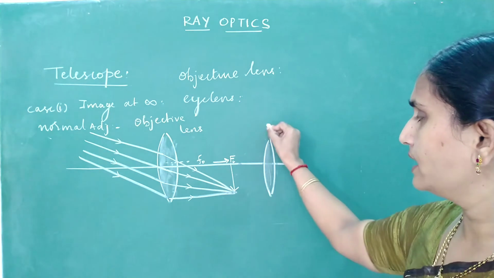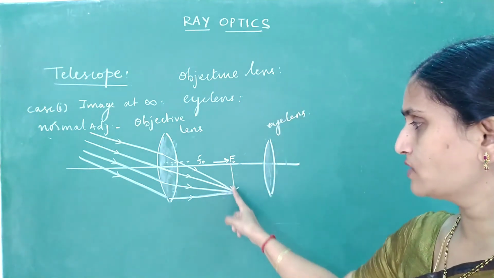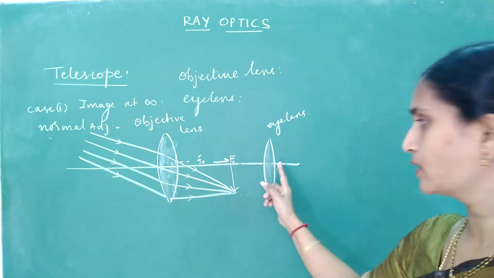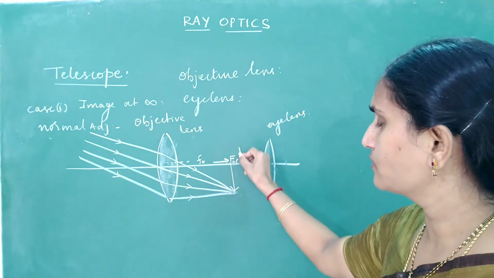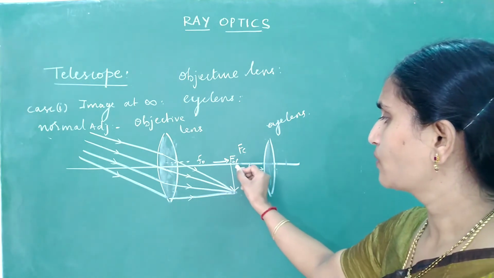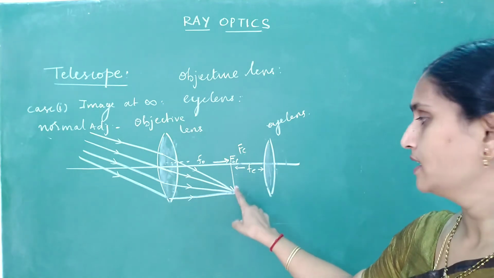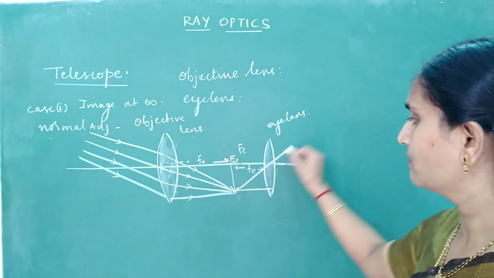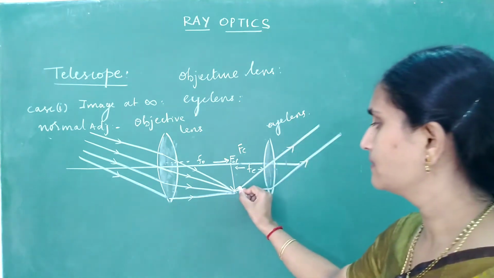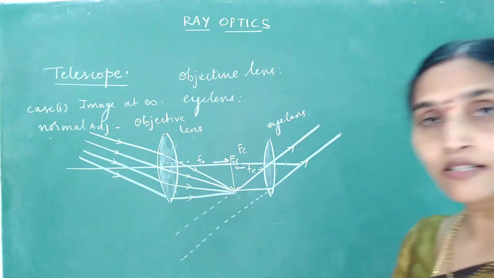See that the eye lens is such that the image formed by the objective lens coincides with the focus of the eye lens. From here to here, this is the focus of the eye lens. I will call this distance fe. So where is the image of the objective lens formed? At the focus of the eye lens. If the object is at the focus, we know the image will be at infinity. These two are at infinity, parallel rays, they meet at infinity.